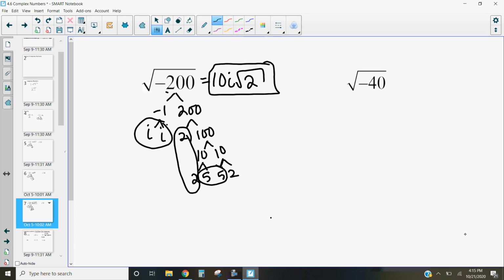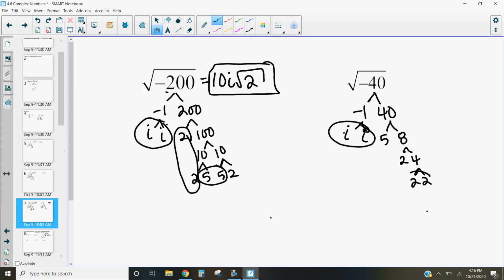Again, we're going to break it down into -1 and whatever the number is, then break down our positive number. So this can be 8, 5 and 8, and 2 and 4, and 2 and 2. And then we break down our -1. Remember, -1 is i times i. So we can factor out an i, we can factor out a 2, and we get 2i times the square root of 10. And that is how we can simplify radicals when they have a negative inside.